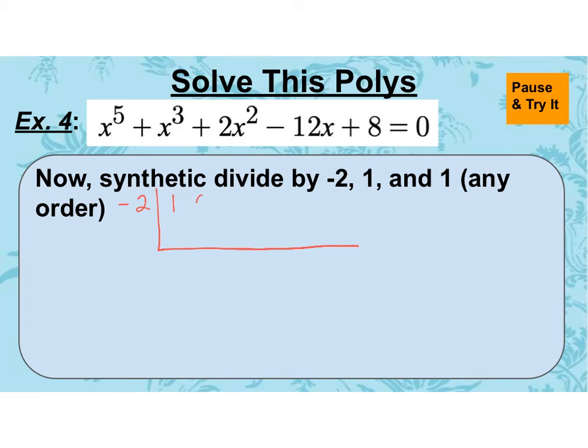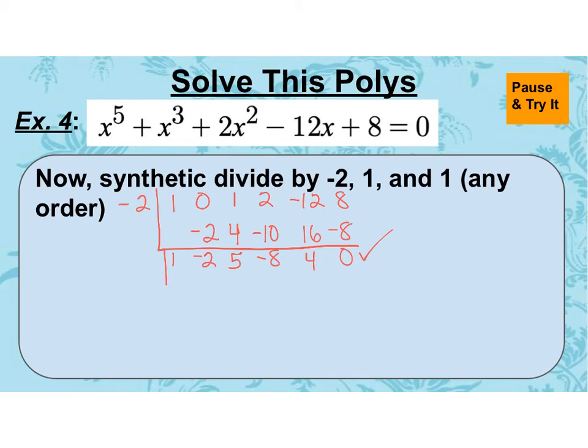We do need a placeholder of 0, and then a 1, 2, -12, and 8. Drag down my 1, multiply -2, add down -2, multiply 4, add down 5, multiply -10, -8, 16, 4, -8, 0. That's my remainder right there. I need that to happen. If you don't get it, go back and check your work.